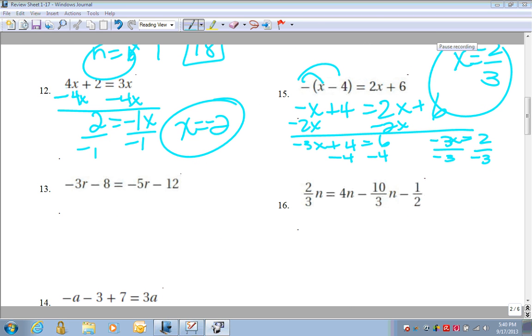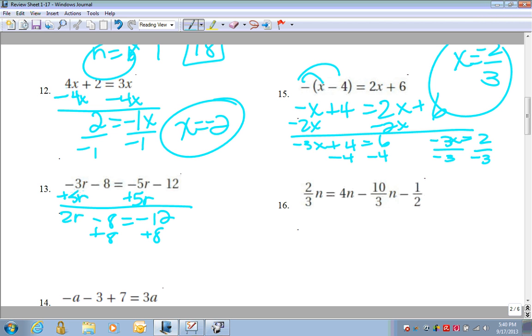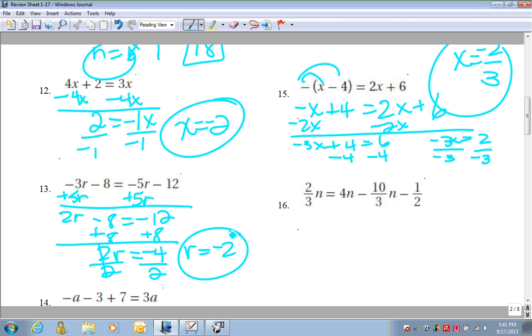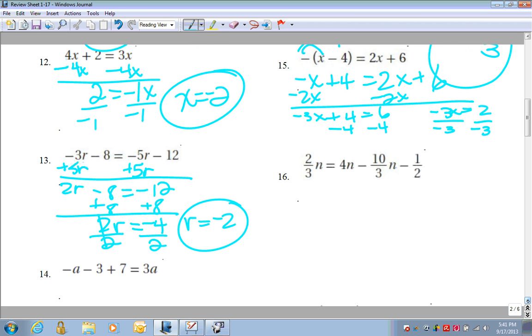Number 13. Whoops, I got out of order, guys. Number 13, I'm going to move my letters to the left. That gives me 2r minus 8 equals negative 12. My number to the right, since 8 is subtracted, I'm going to add it. 2r is negative 4, and dividing to clear the number in front of the r, negative 4 divided by 2, r is negative 2. I'll try to do my numbers right this time.